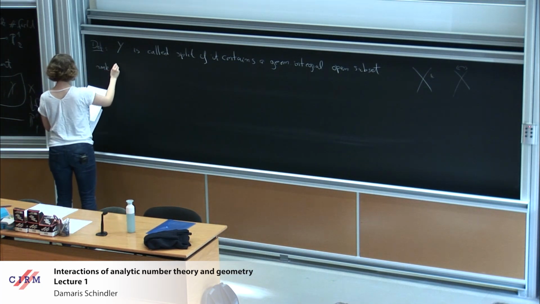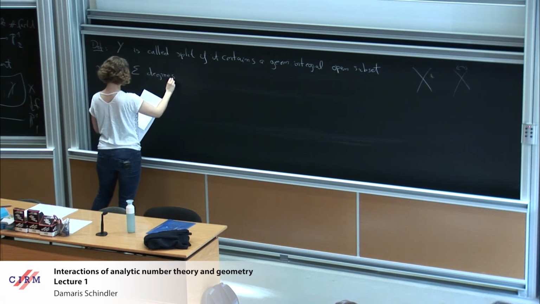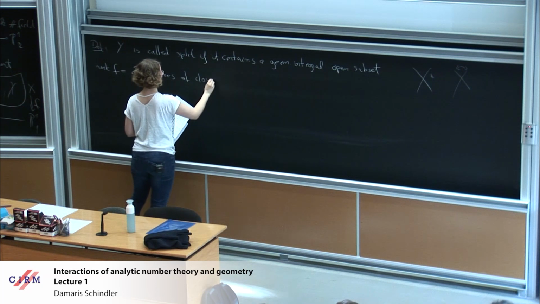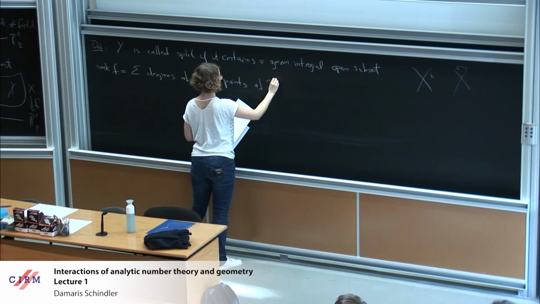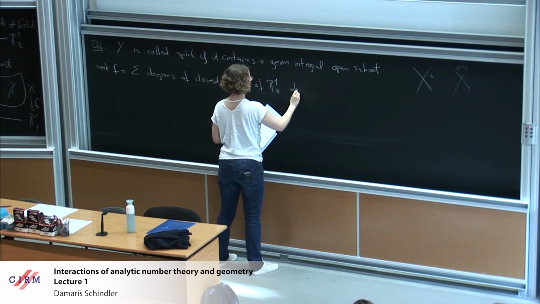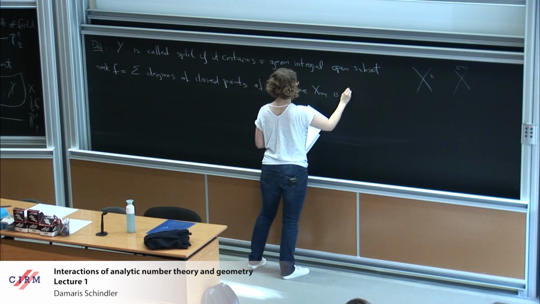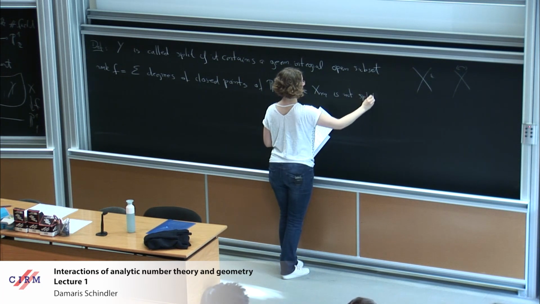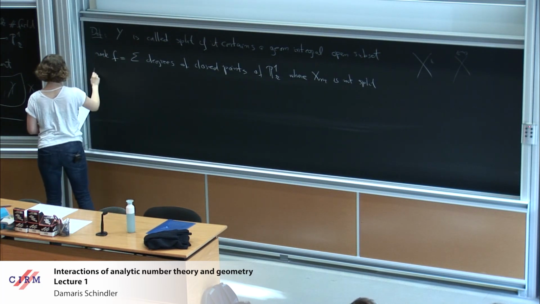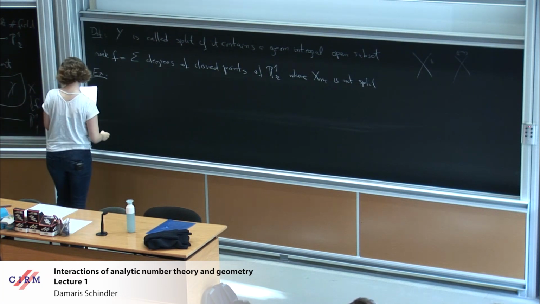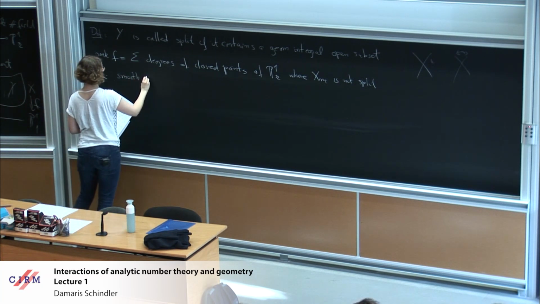Typically, the rank of the fibration f is defined as the sum of the degrees of all closed points of P1, such that the fiber above this point is not split. I will give an example in a moment. A typical example to which one wants to apply these things is compactifications, or smooth compactifications, of the following variety.